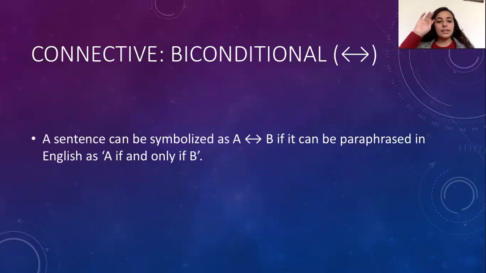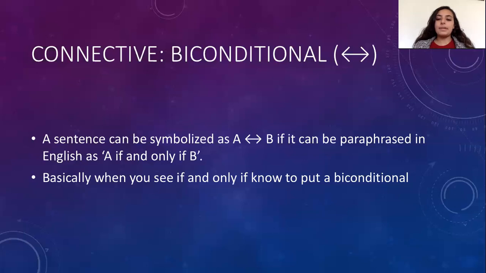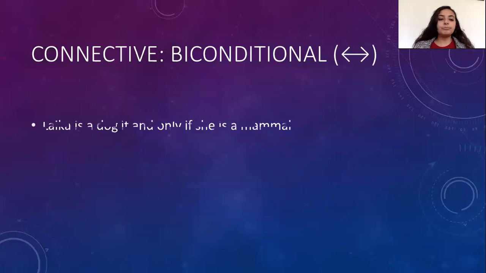Okay, so now let's take a look at the biconditional. This is our last connective, and it's symbolized as A biconditional B, and it can be paraphrased in English as anytime you see A, if and only if B. Just put a biconditional between them.